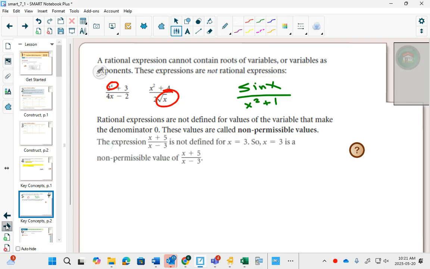And the important thing that we've started looking at is something called non-permissible values. Because you're dividing, and because there's a polynomial in your denominator, there's a possibility that one of the x values would cause you to divide by 0. So in this example, we would say that 3 is a non-permissible value, because 3 is what would cause you to divide by 0.